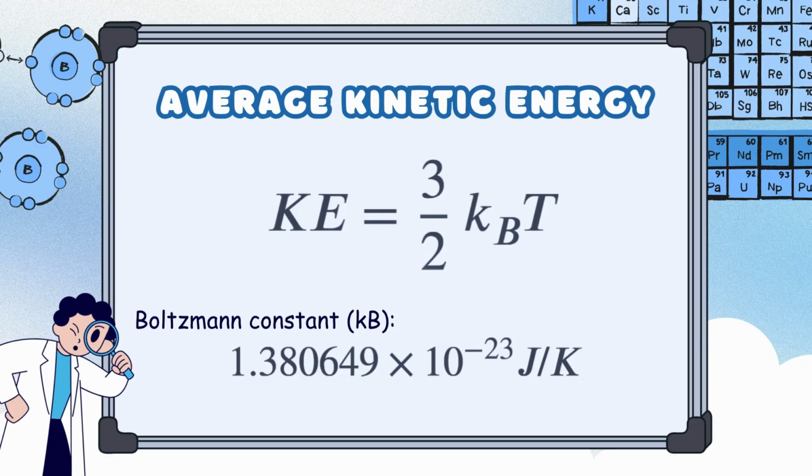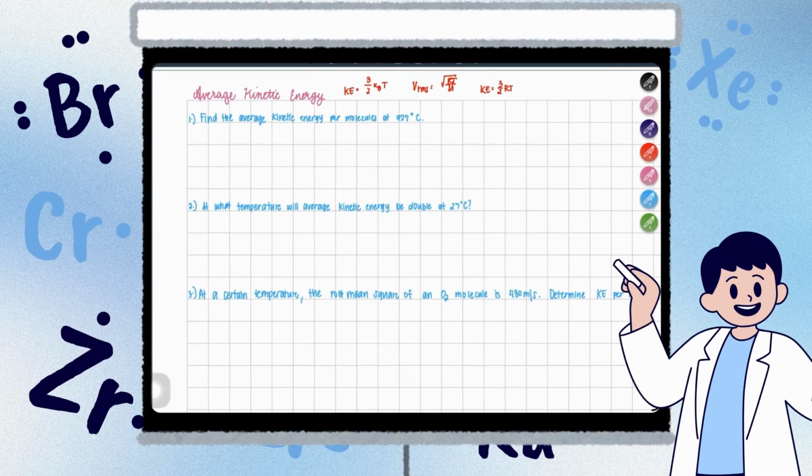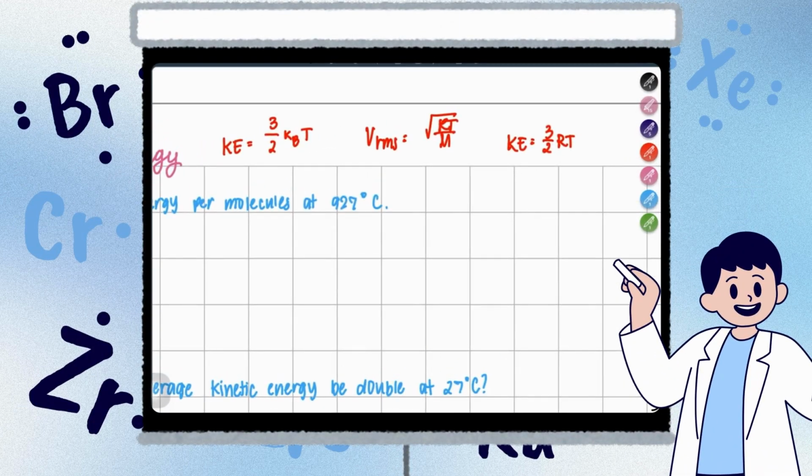Then our Boltzmann constant is 1.38 times 10 to the power of -23 joules per Kelvin, which are directions of forward, backward, sideward, so left and right, as well as upward and downward motions. For average kinetic energy, we can use these formulas. Ke equals 3/2 times the Boltzmann constant times temperature.